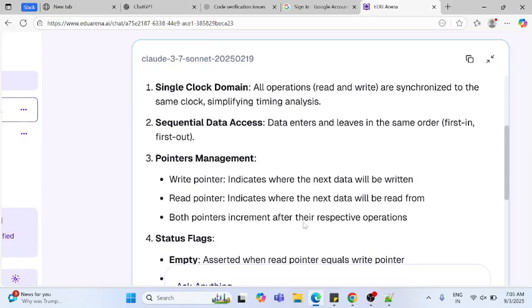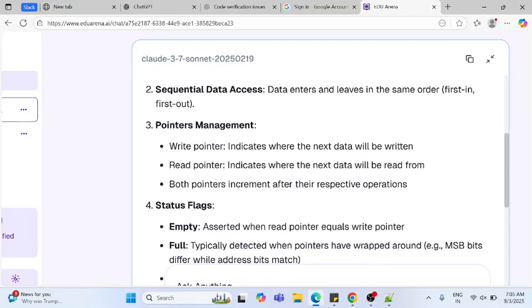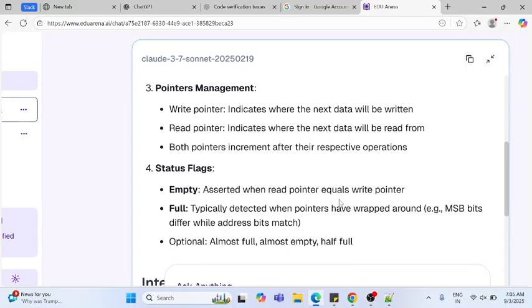Key characteristics: single clock domain. All operations, read and write, are synchronized to the same clock, simplifying timing analysis. Sequential data access: data enters and leaves in the same order, first in, first out. Pointer management: we have two pointers, one called the write pointer and the other the read pointer. These pointers are not available in the static RAM. We need them because here we have to manage the reading and writing effectively.